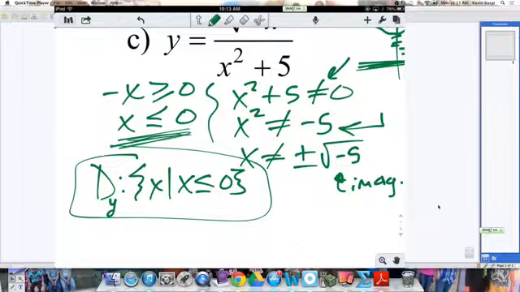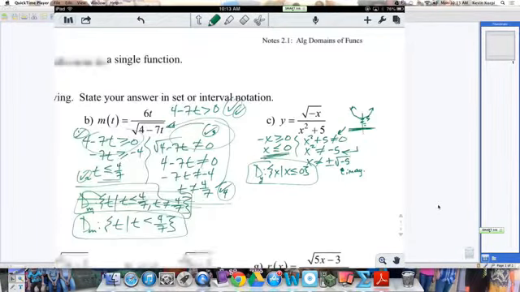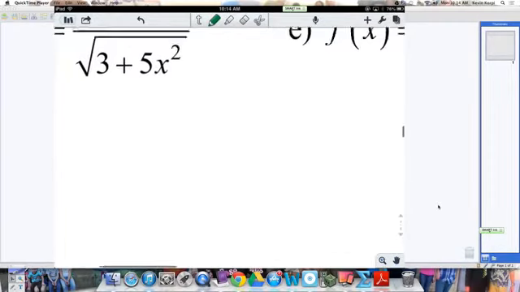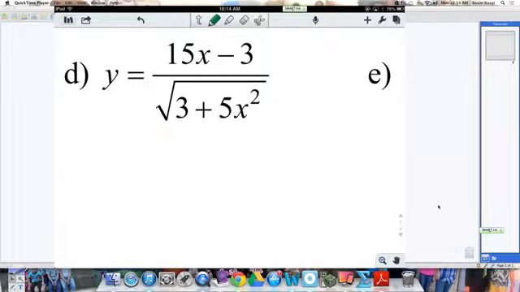All right, questions on that? I know I'm boring you. I'll try and speed it up here. Letter D. 15x minus 3. Does that affect the domain?